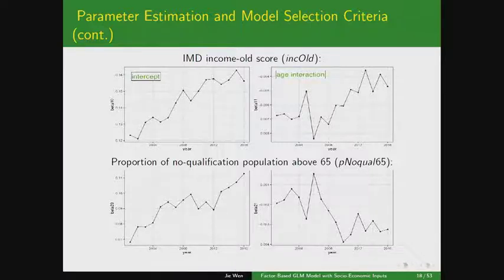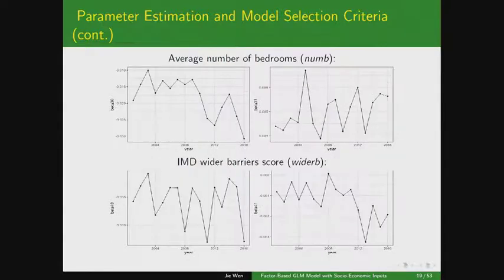And let's look at the next 2 predictors: the average number of bedrooms and the IMD wider barrier score. We see that for these 2, both of them have neither a clear pattern for the intercept or the age interaction.